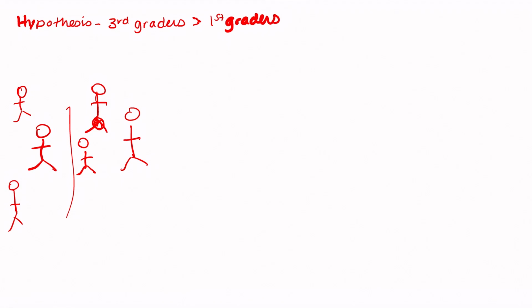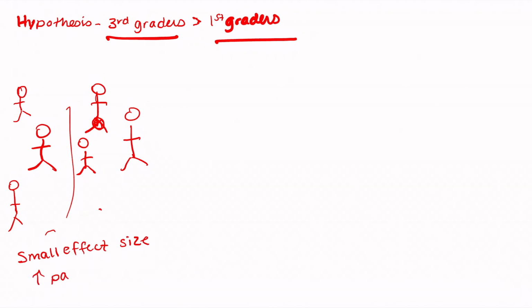As you guys can probably figure out, though we know that third graders are taller than first graders, when we're averaging all this together, it's going to take a lot of third graders and a lot of first graders to find that difference. This is what it means to have a small effect size. Meaning that we are assuming this difference may be just a couple inches. And for that reason, you're going to need more patients, or more first graders and third graders.